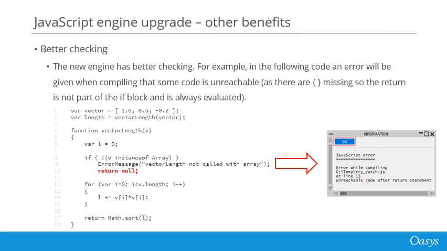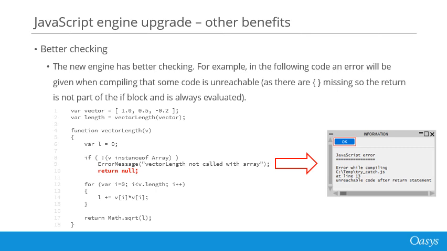Upgrading the JavaScript engine in Primer 18 also gives better checking for scripts. As an example, in this script there are missing curly brackets in the if statement on line 8. So that means the return statement on line 10 is not part of the if block. It's a mistake. The return statement will always get executed, not just when the if statement is true.